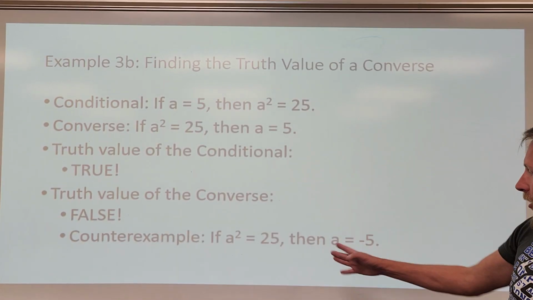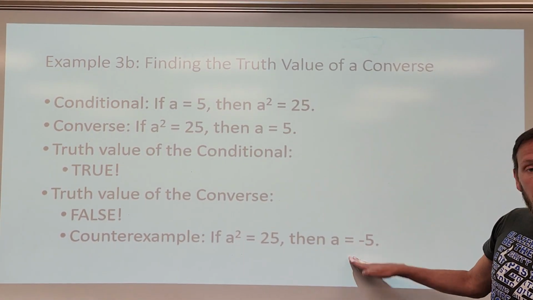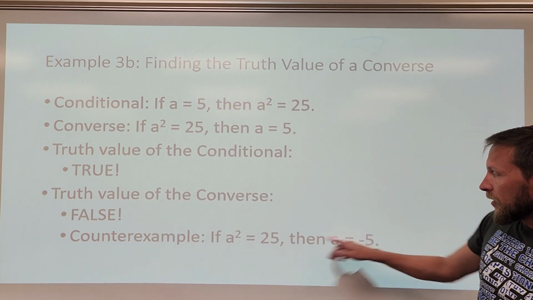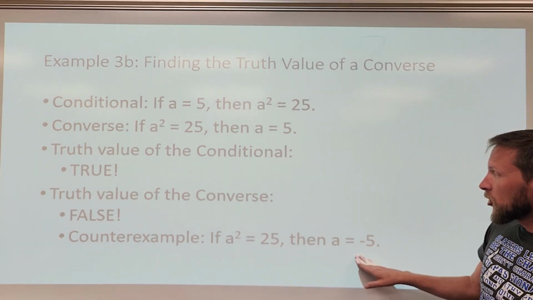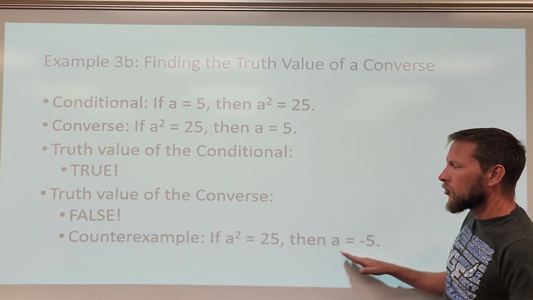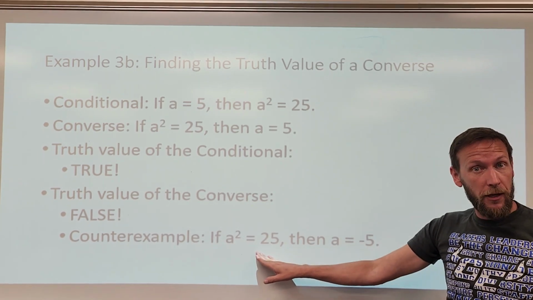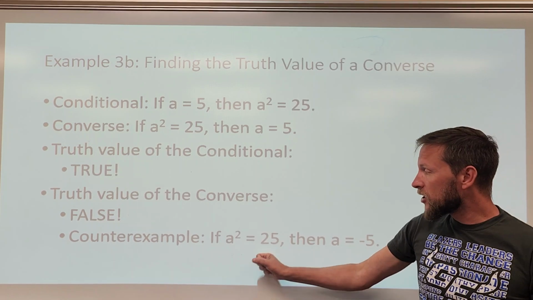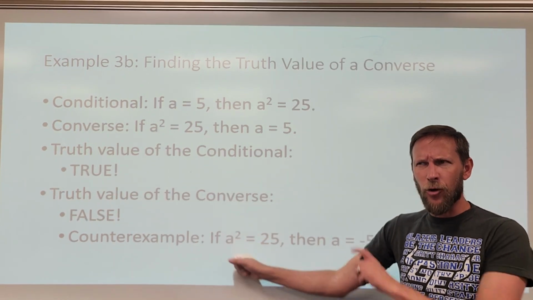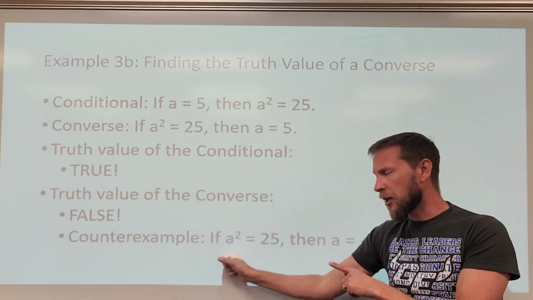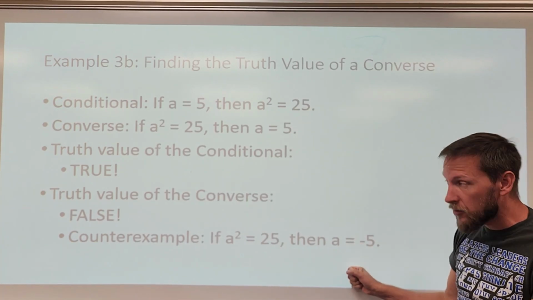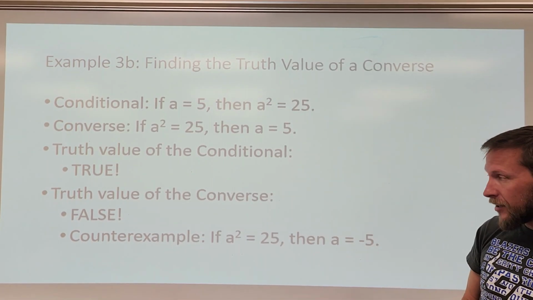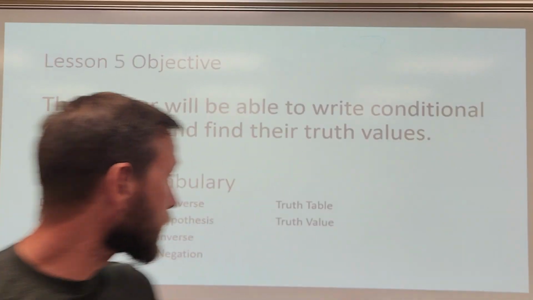All right, so here is a value, -5. The hypothesis is still true, but the conclusion is different. So -5 squared equals 25. -5 times -5 is positive 25. So I have a value for which the hypothesis works, but our conclusion is different than what we started with. All right, that's providing a counterexample.